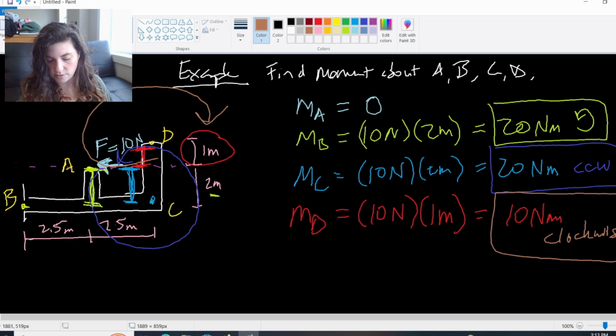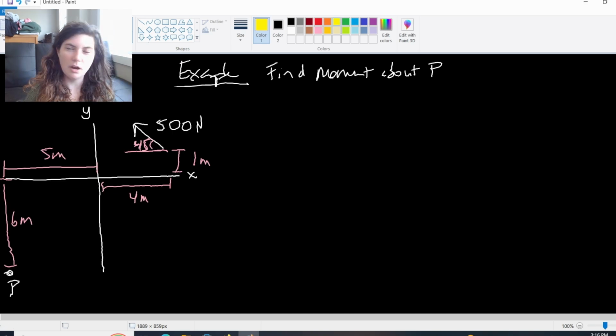Now you do have the option to also say negative 10 Newton meters counterclockwise. You can write it that way, but for positive notation, we can just keep it as a positive and then notate which direction. You have to indicate which direction it's going either way, so you might as well make it a positive. All right, let's talk through this one more example.